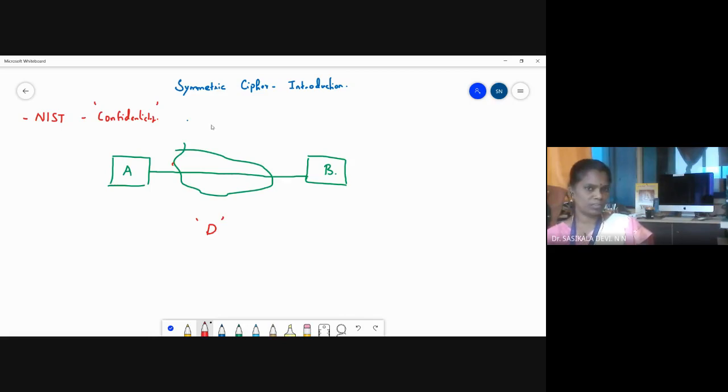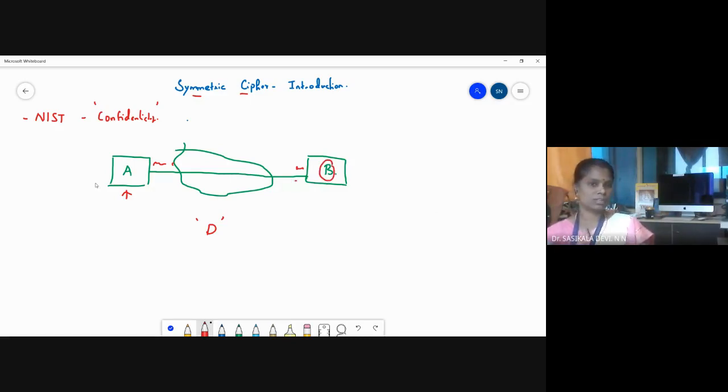So we need to provide confidentiality by exploiting a symmetric cipher. The procedure involves some action to be performed on the sender side. Alice needs to transform the data, and the transformed data will be transmitted over this channel. After receiving the data, Bob needs to recover the data.